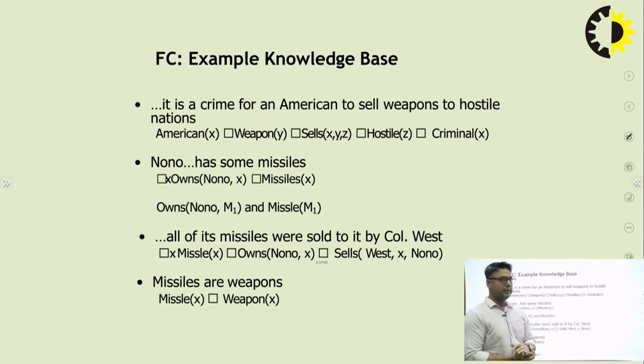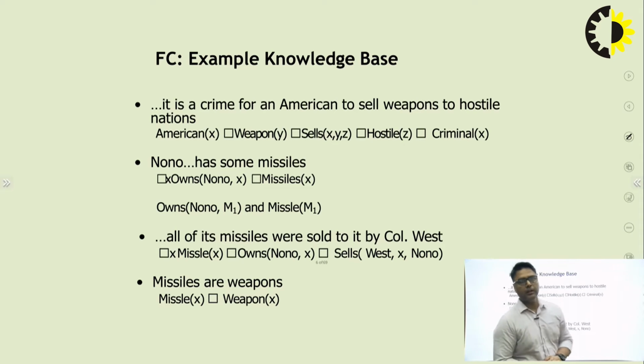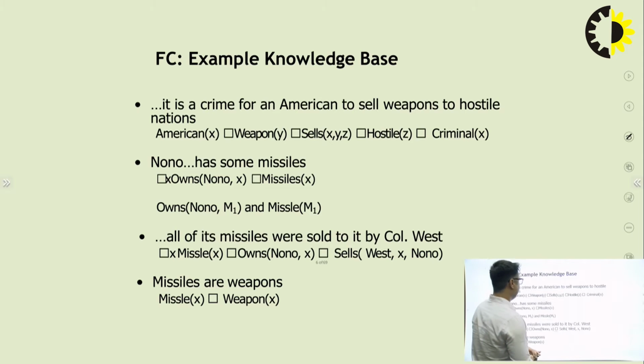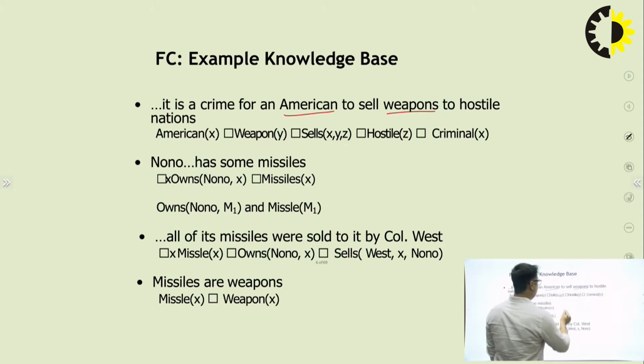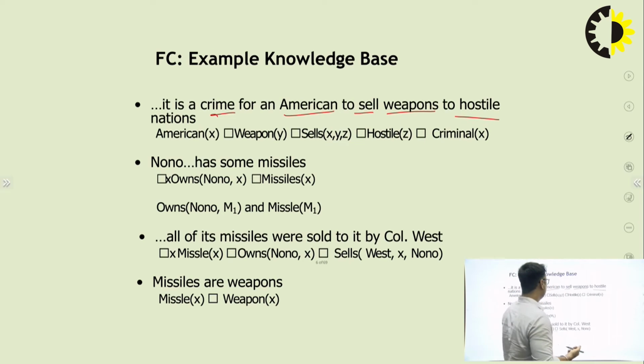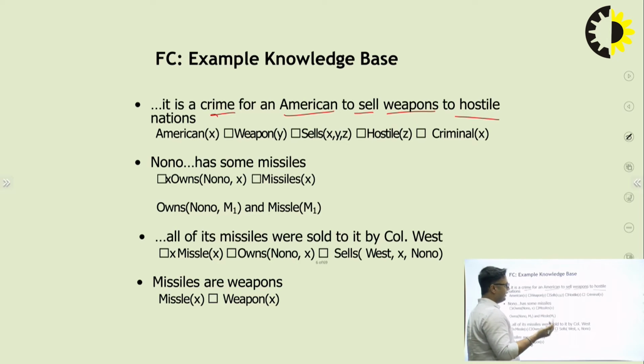So here, this data serves as the user's facts, and using those facts I have to create some logic. First I have to check the statements. In that statement I have used some terms: first American, next weapon, next sale, next hostile, and then crime. America comes first, so the seller is American, the weapon is sold, and the buyer is a hostile nation, and that is a criminal.